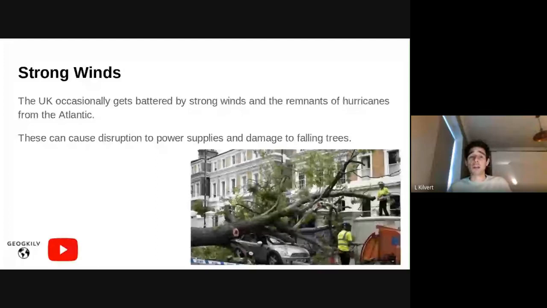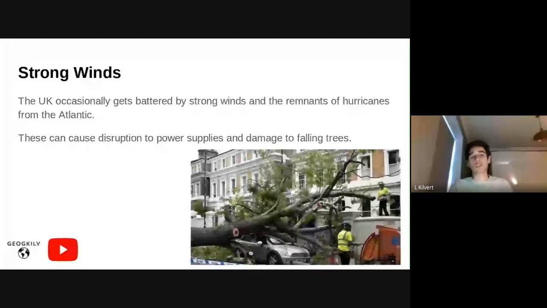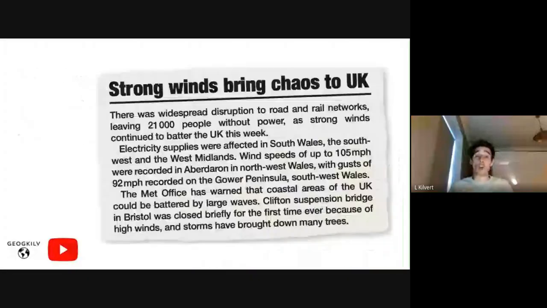It can cause power cuts, it can cause trees to fall over, and it can cause all sorts of issues in terms of our roads and in terms of our infrastructure, destroying rail lines as well. There are lots of impacts that come from strong winds. Here's an example. We quite often hear in the news about different storms across the UK. That's because the Met Office have now started naming some of the storms.